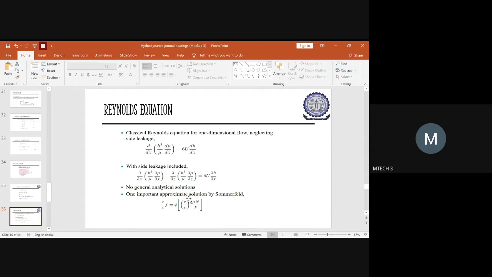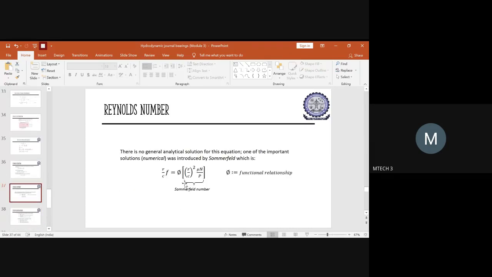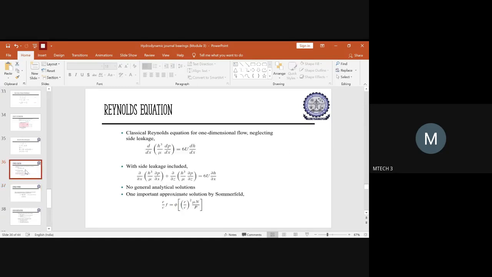We have got this number already in the Petrov equation, so the same thing has been equated here. Before ending, you should tell that this term is the Sommerfeld number, and this phi will be nothing but the functional relationship with respect to the Reynolds number. This is how the Reynolds equation has to be related to the Sommerfeld number, where phi plays an important role to get the required functional relationship. So this is about the Reynolds equation.